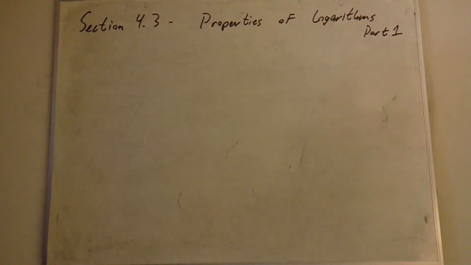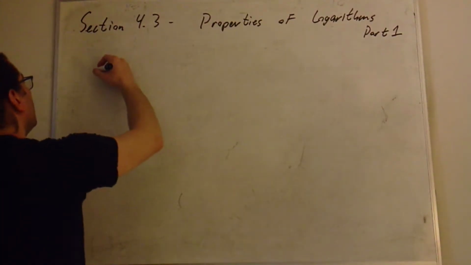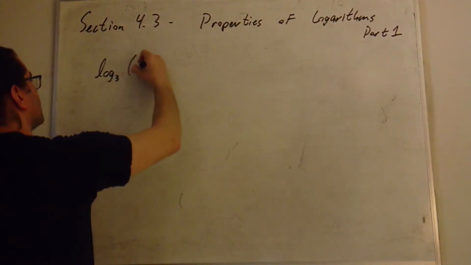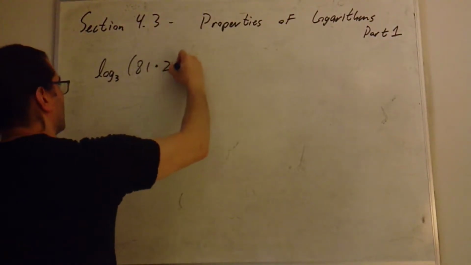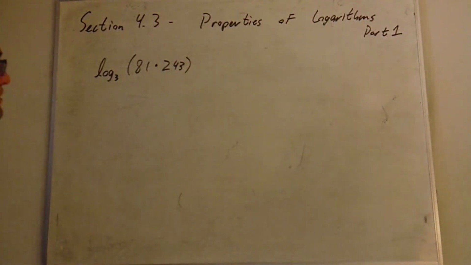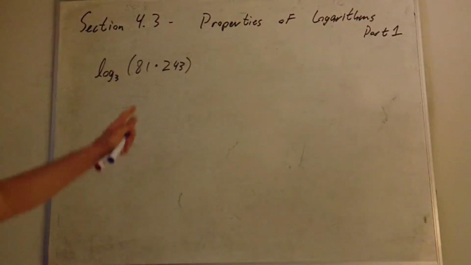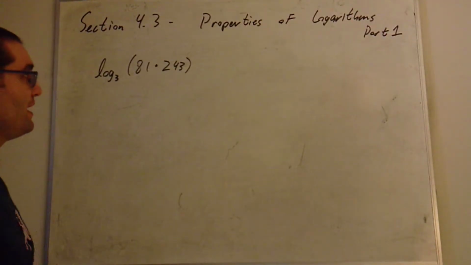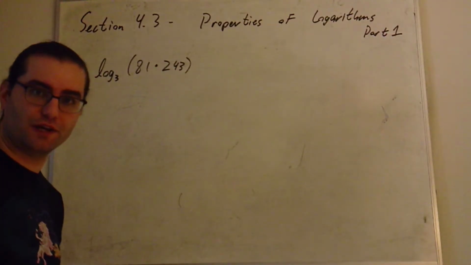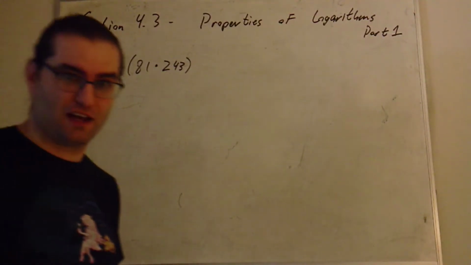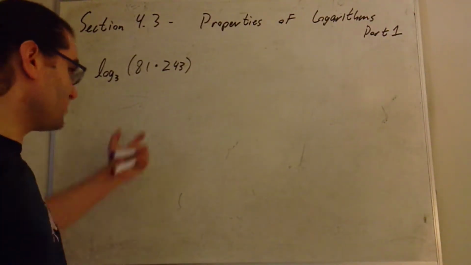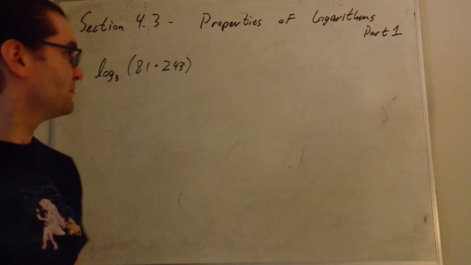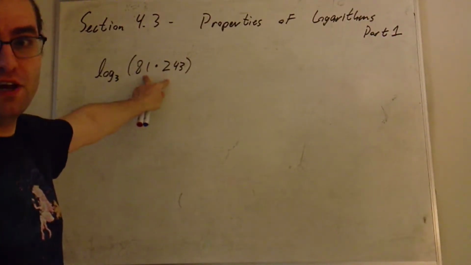So let's do the log base 3 of 81 times 243. So the thing about this problem is I don't own a calculator, and I have no idea what 81 times 243 is. I'm not going to do it by hand to figure that out, because if I do, I'm sure I'll just get some other huge number, and I don't know what the log base 3 of that other huge number is. So performing this multiplication is not going to help me.